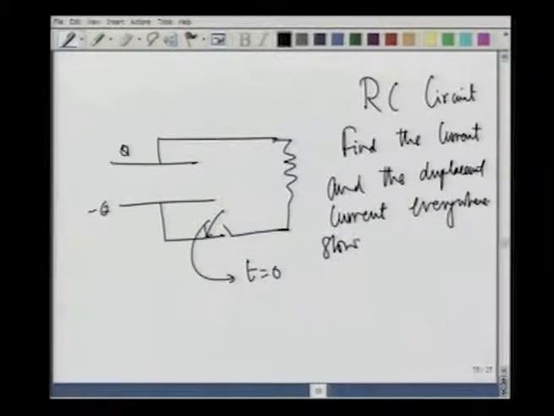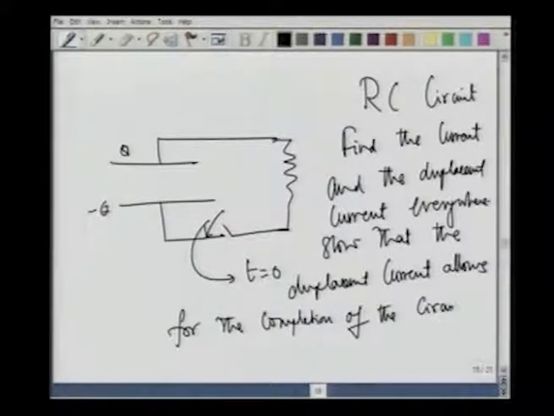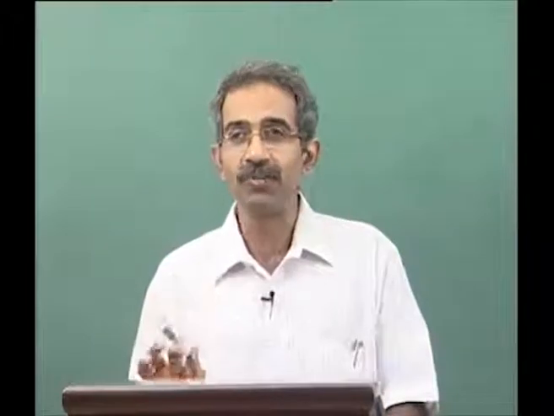Show that the displacement current allows for the completion of the circuit. So if the charges flow, whatever it is, you do that so that it allows for the completion of the circuit, and this should adequately illustrate for you whatever it is that we wanted to say about the displacement current.